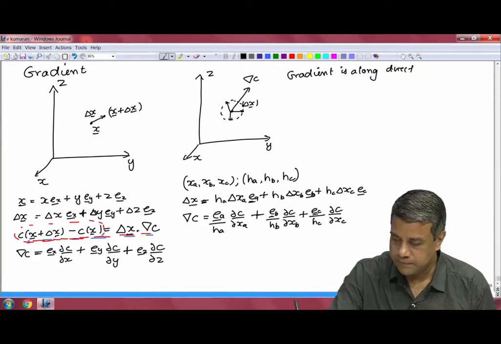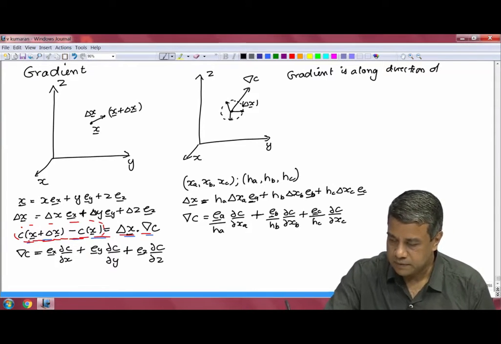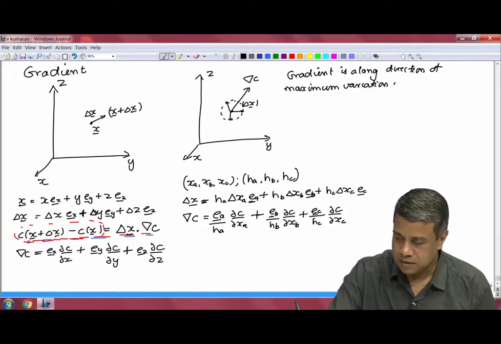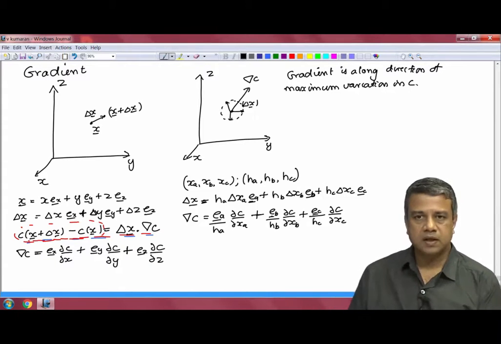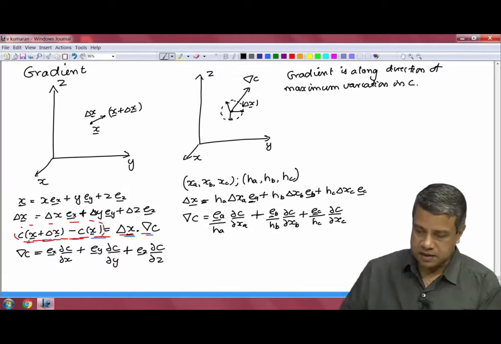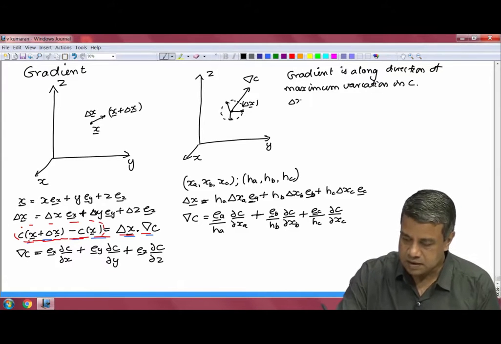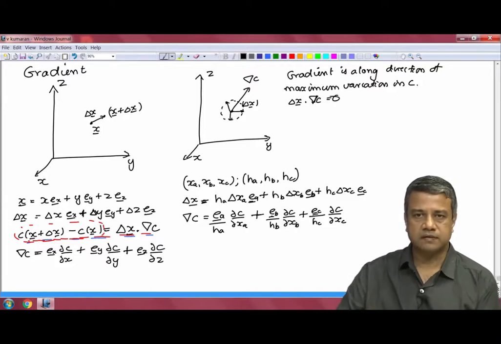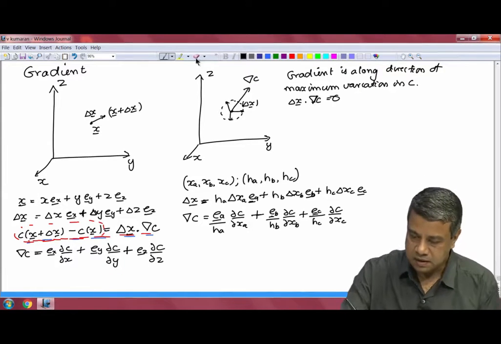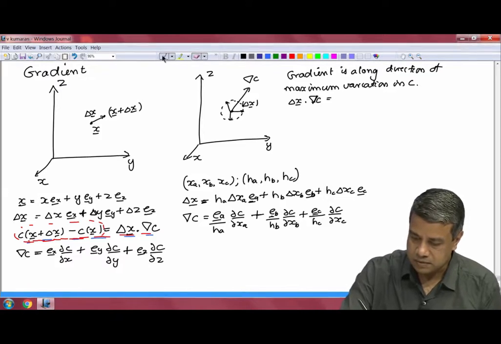the direction of maximum variation in C. And if I travel along a direction that is perpendicular to grad C, then delta x vector dot grad C will be equal to 0. So, if I travel along a direction that is perpendicular to this gradient vector, then delta x dotted with grad C will be 0.